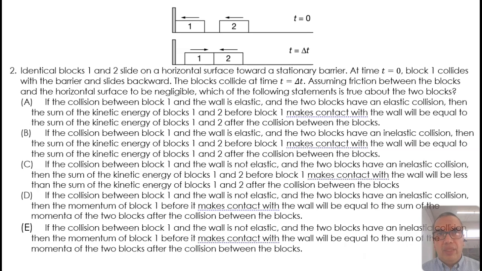Identical blocks 1 and 2 slide on a horizontal surface toward the stationary barrier. At time t equals 0, block 1 collides with the barrier and slides backwards. The blocks collide at time t equals delta t.